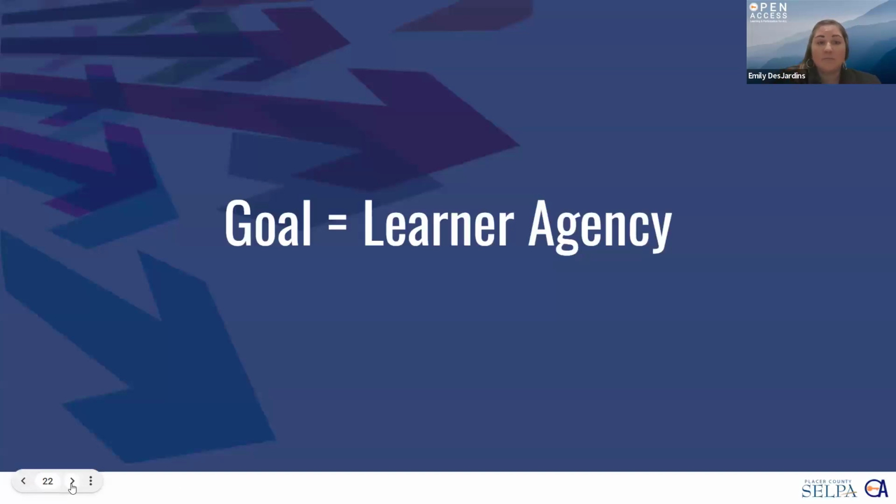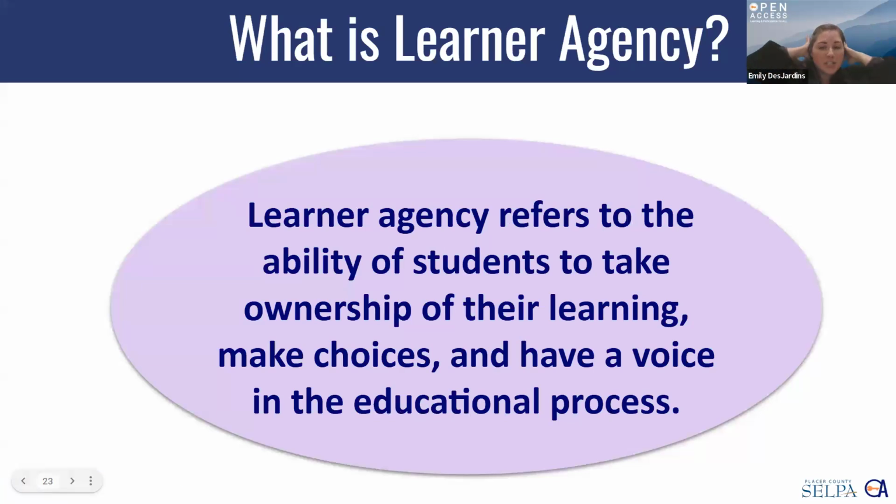Ultimately, the overall goal within UDL is to create opportunities for learner agency for our students. Learner agency refers to the ability of students to take ownership of their learning, to make choices, and have a voice in the educational process. That can be as simple as little ones having time to turn and talk, to share their opinions, thoughts, and ideas. That's really, really powerful, but it's also powerful for older students, of course.